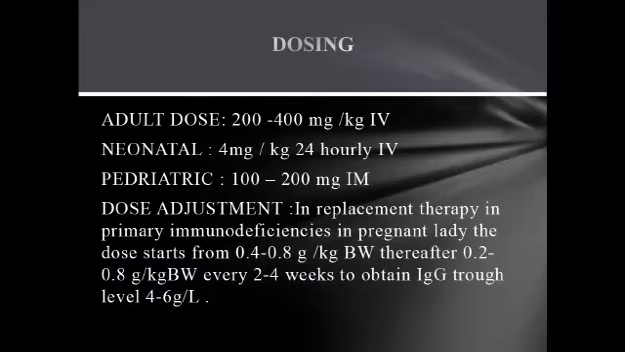Dose adjustment. In replacement therapy in primary immunodeficiencies in a pregnant lady, dose starts from 0.4 to 0.8 gram. Thereafter, 0.2 to 0.8 gram every 2 to 4 weeks to obtain an immunoglobulin G trough level of 4 to 6 gram per liter.